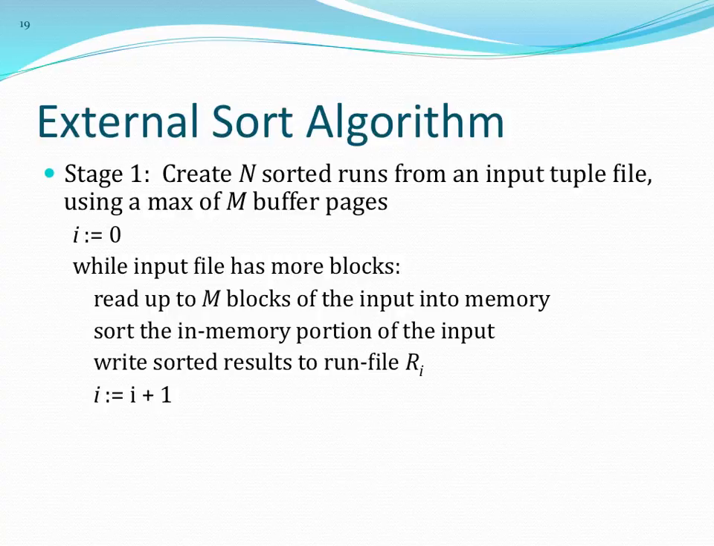So here's the first stage: create n sorted runs from an input tuple file, while the input file has more blocks. We're presuming here that we're reading it from a file, and it's a reasonable presumption because maybe this doesn't fit in memory, so we have to read it from a file. So we read up to some number of blocks, sort the tuples in those blocks, and then write that out to disk.